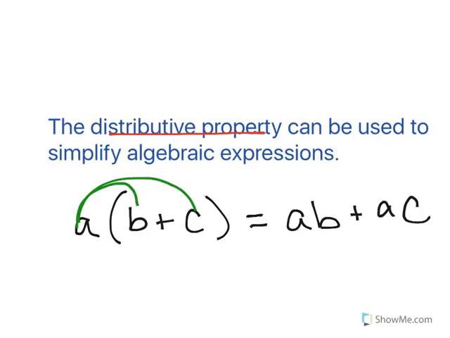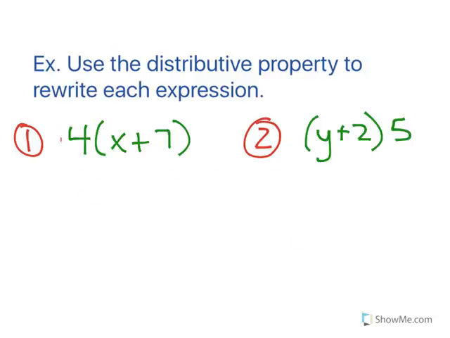So remember that rainbow property. A times B plus A times C, and that's how we're going to be using the distributive property to solve these expressions coming up here in our examples. So let's go to the first one. Use the distributive property to rewrite each expression.